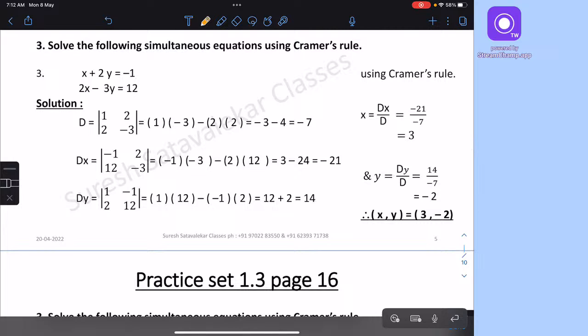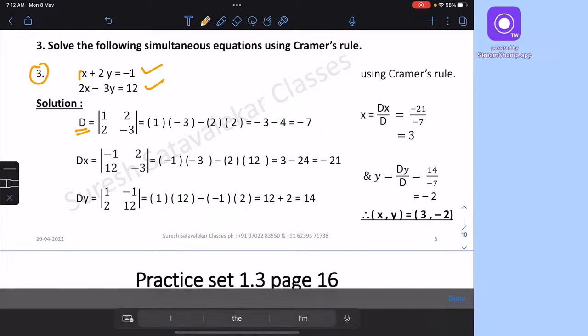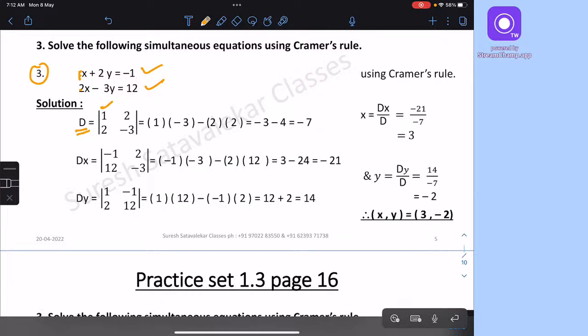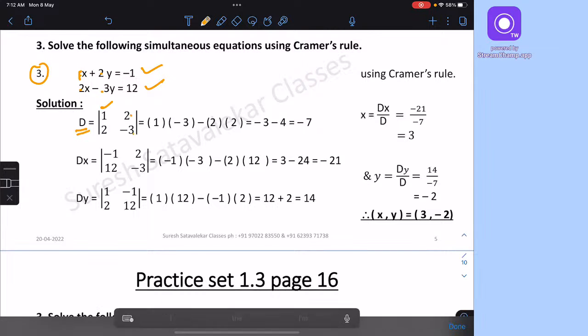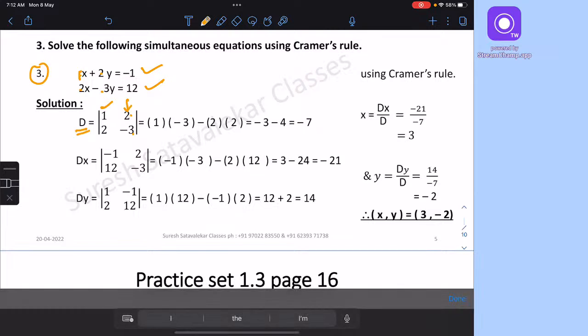Then example number 3. x plus 2y is minus 1 and 2x minus 3y is 12. First we write D, the determinant of the coefficients of x and y. Here coefficient of x is not given, so it is 1. So we are having first column as 1, 2 here, and second column is 2 and minus 3. That is here, second column, coefficients of y.